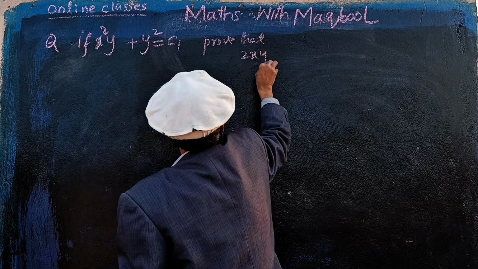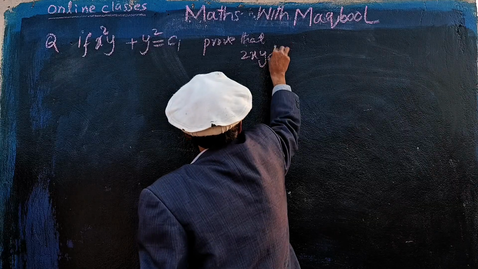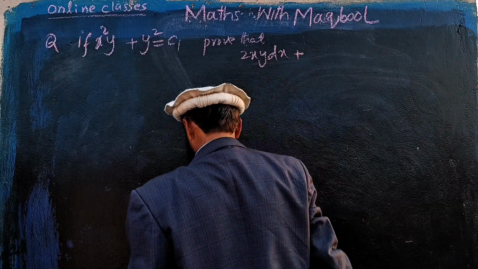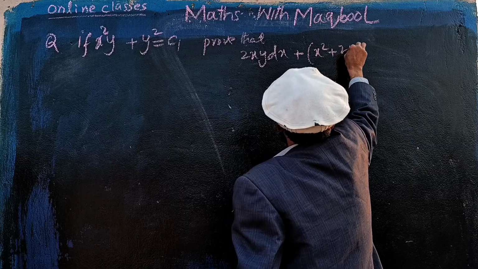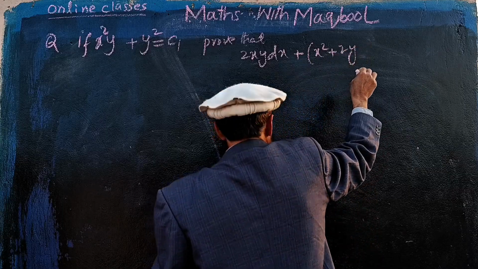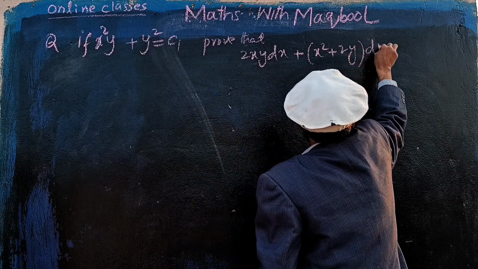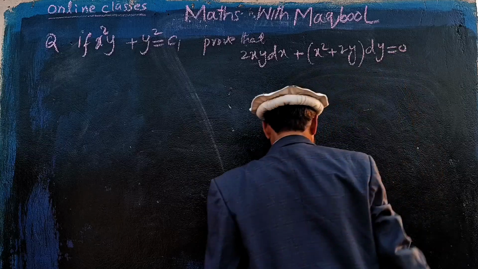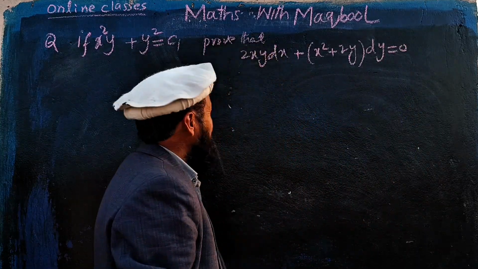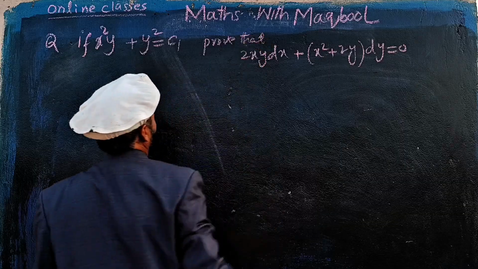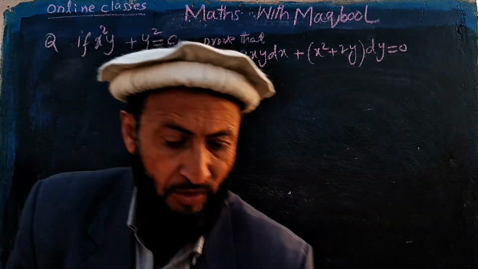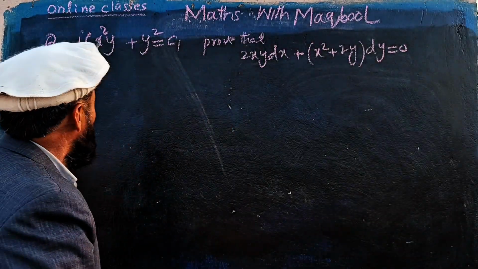2xy dx plus x square plus 2y dy is equal to 0. Very interesting question. We want to prove this result. How can we find the value of this proof?